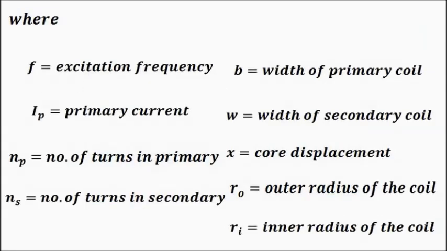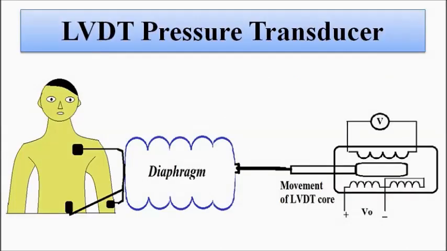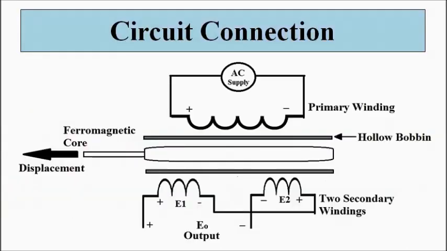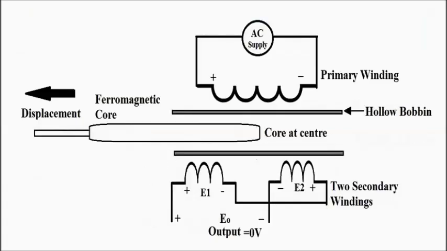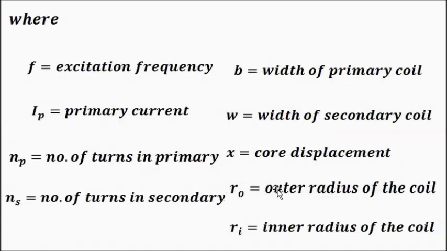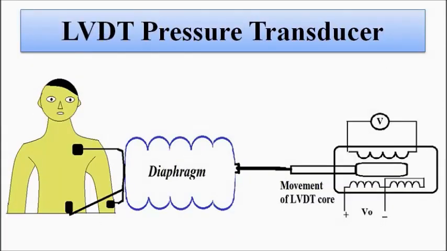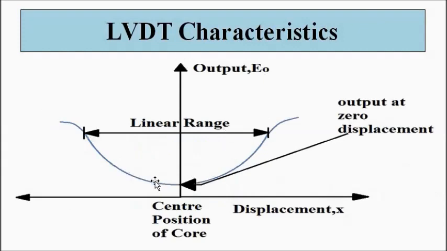Here f is the excitation frequency, Ip is the primary current flowing through the primary coil, np is the number of turns in the primary winding, ns is the number of turns in the secondary winding, small b is the width of the primary coil, small w is the width of the secondary coil, x is the core displacement, that is the movement of the core from the center position. And then we have ro, the outer radius of the coil, and ri, the inner radius of the coil, the windings. So the LVDT characteristics look something like this.